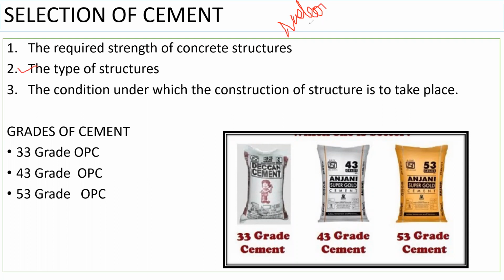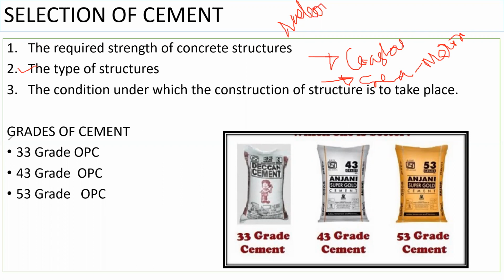Again, it depends what kind of structures you're putting up. It's the same thing, whether it is a very important structure, whether it's a government structure or not. The third is the condition under which the construction of the structure is to take place. Now, it depends where you're constructing this structure, whether it is close to the coastal area, or let us say somewhere inside the sea, right? Marine structures and all. So it depends where exactly you want to put up your structure, and based on that, we need to select the types of cement.